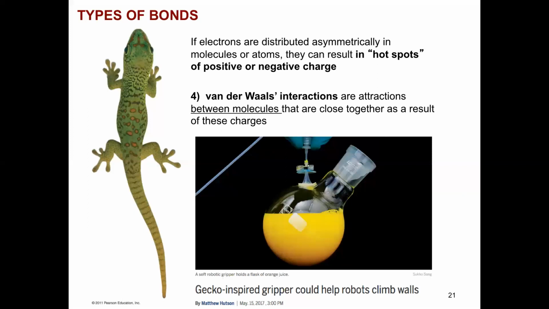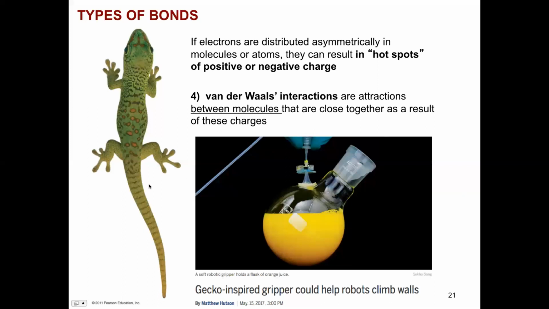We don't even have a bond, it's like an attraction. And again, it's going to be between molecules. It's not between different atoms, this is between molecules. So hydrogen bonding and van der Waals is between molecules, whereas ionic and polar, that's between the atoms themselves, okay?